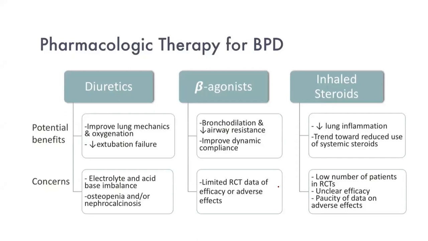Inhaled steroids, budesonide, or Flovent later on. Steroids inhaler, as we know, steroids are anti-inflammatory, decrease lung inflammation. And the idea of giving inhaled steroid is to decrease airway edema or inflammation and reduce the risk of using systemic steroid. But again, there is no clear evidence. And the number of the studies they look at, it's a low number of patients in randomized controlled trials. So unclear efficacy and few data about adverse effect.